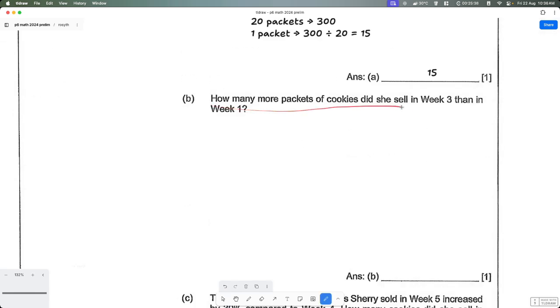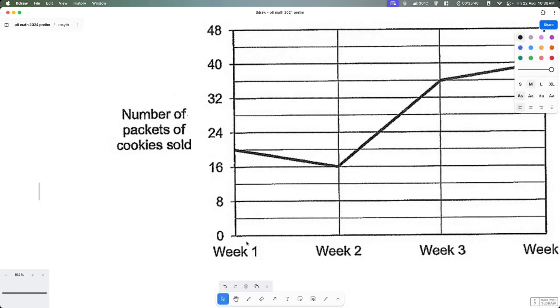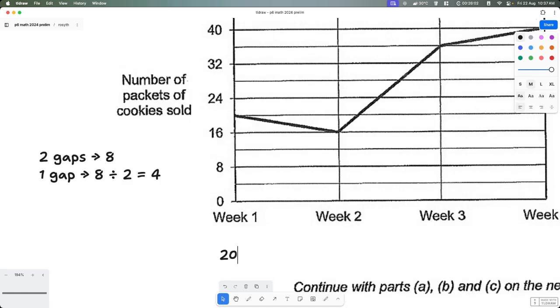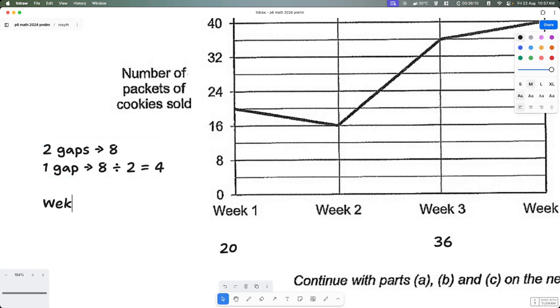How many more packets of cookies did she sell in week 3 than in week 1? Let's get the week 3 numbers. The number of gaps over here is 2, right? 2 gaps is equal to 8. One gap is equal to 8 divided by 2, which is 4. So week 1 over here is 16 plus 4, which is 20. Then week 3 is 36. So what's the difference? Week 1 is 20. Week 3 is 36.